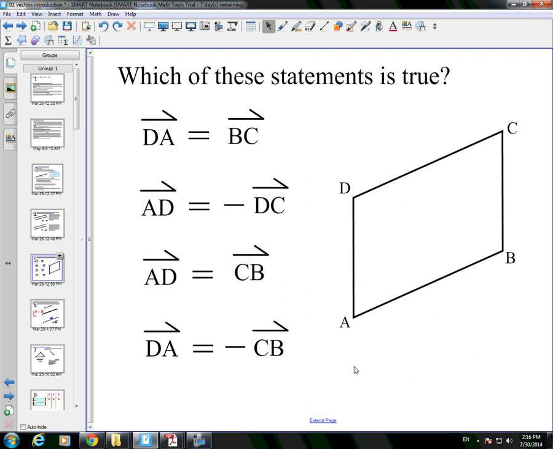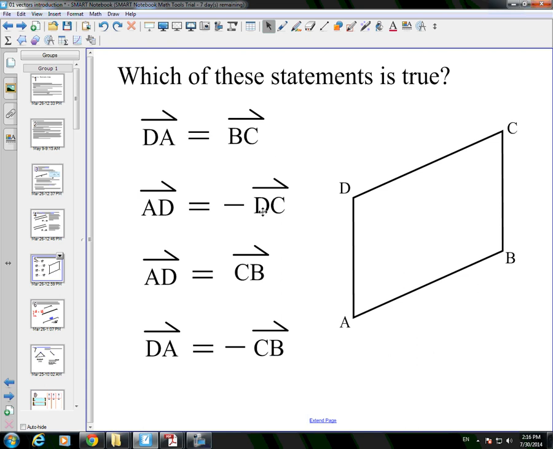So we can ask which of these statements are true, and we've got the figure ABCD. It looks like a parallelogram, and the first question is: is DA equal as a vector to BC? So here's DA, and here's BC, and we can see that they are parallel. They have the same magnitude. However, they do not have the same sense. Therefore, these are not equal.